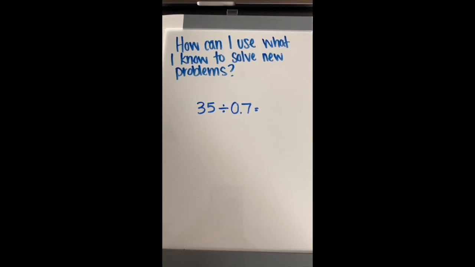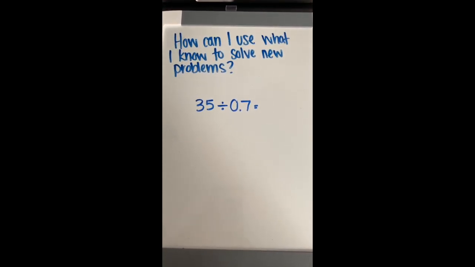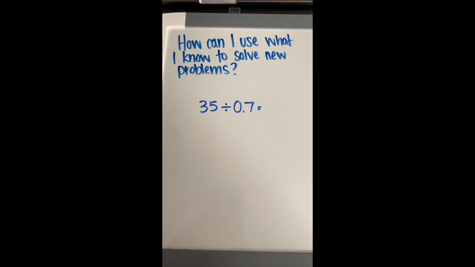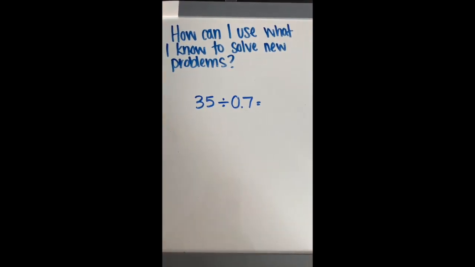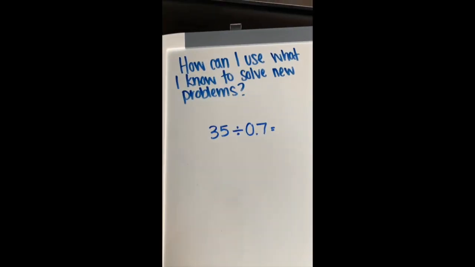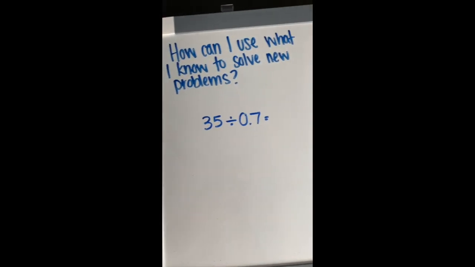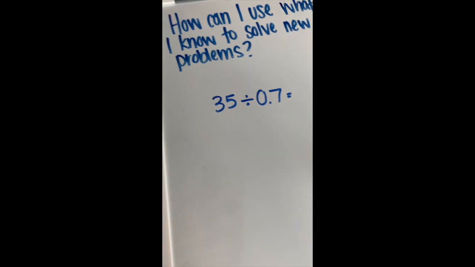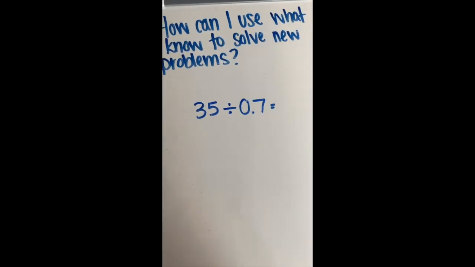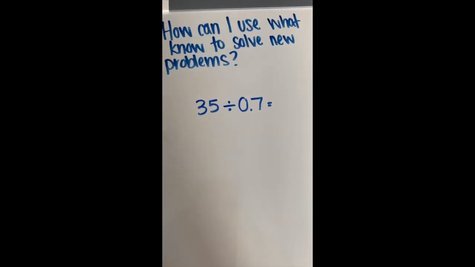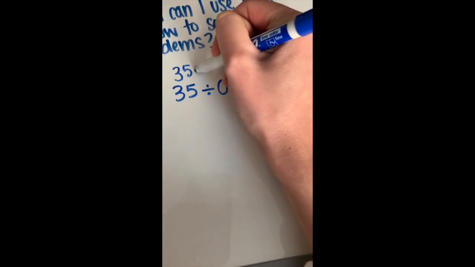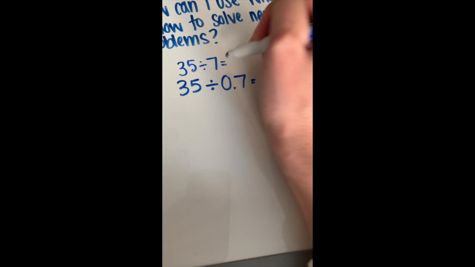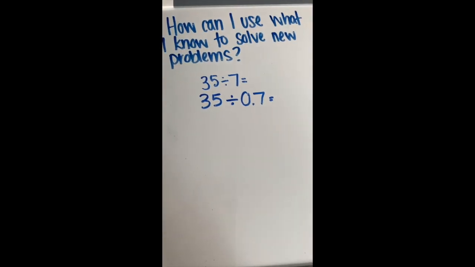Okay, here's my new problem. 35 divided by 7 tenths. Now, I have this decimal again that's kind of looking tricky, but I know that I can use what I know about dividing whole numbers to help me divide decimals. So I'm going to change this into a problem with whole numbers that I do know how to solve. And I know how to solve 35 divided by 7. How many 7s are in 35?